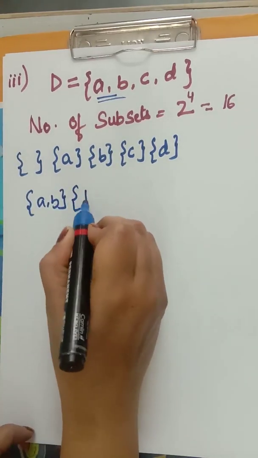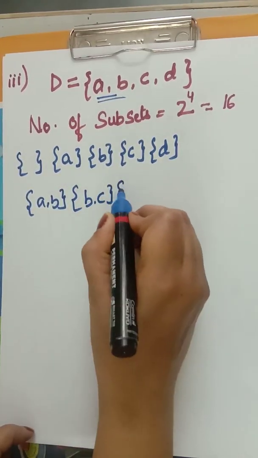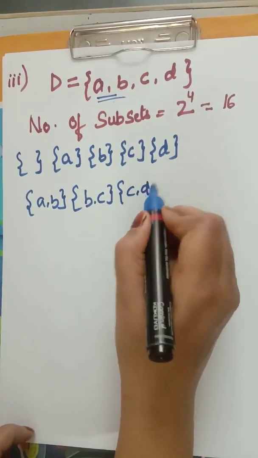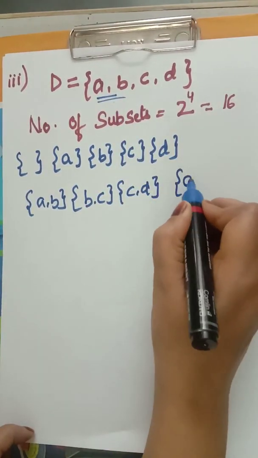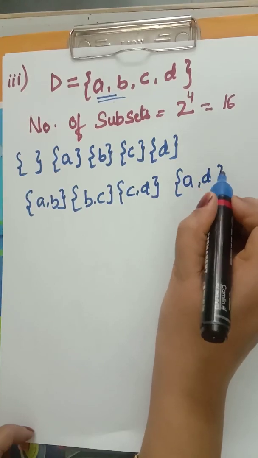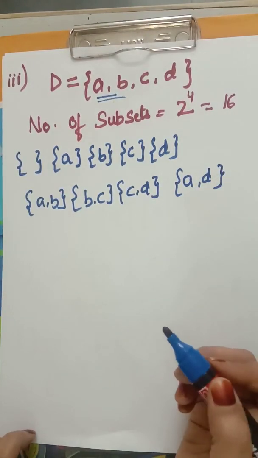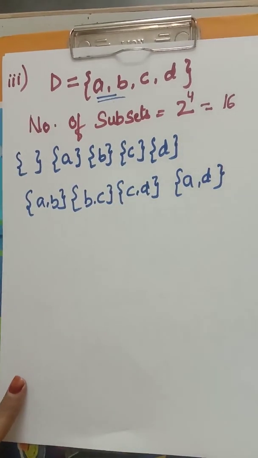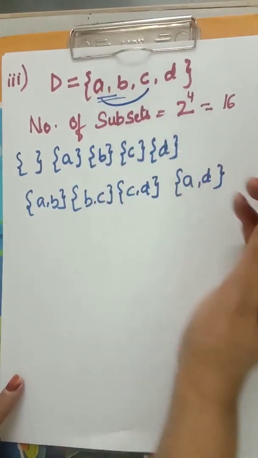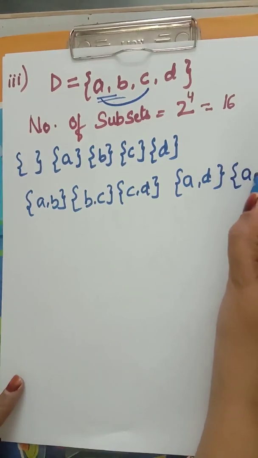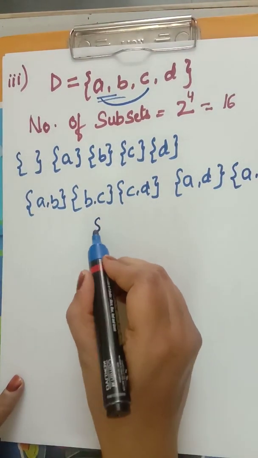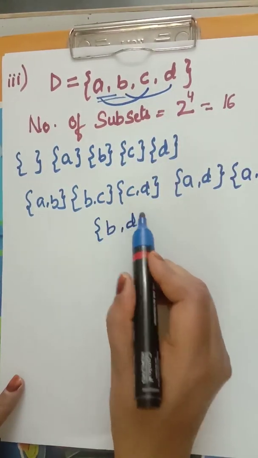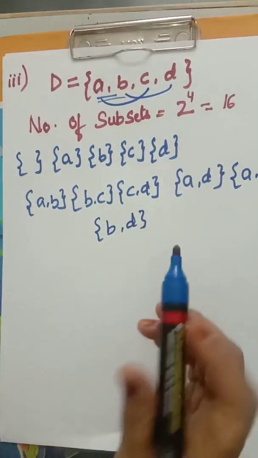Next BC. Next we write AB, then BC. Next CD. Next AD. One, 2, 3, 4. One more, AC. Next, last, B and D, BD. So with 2 elements, that many are done.